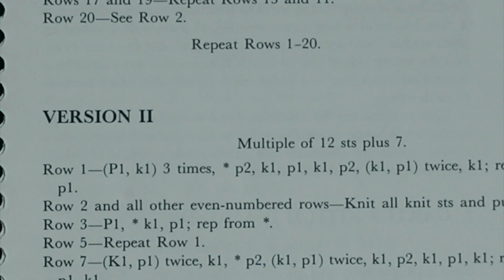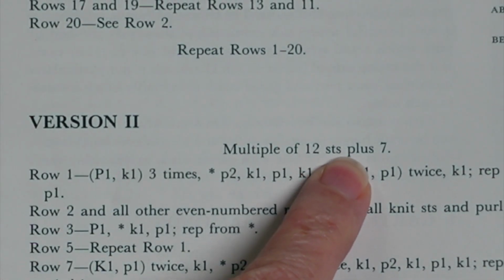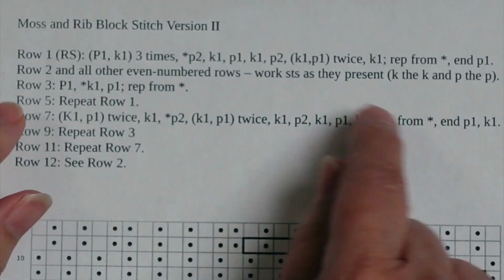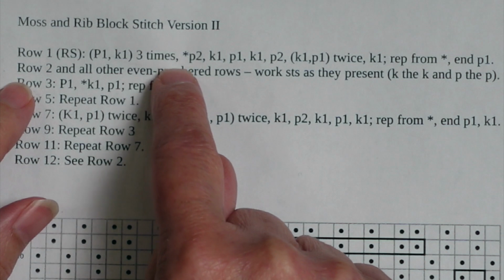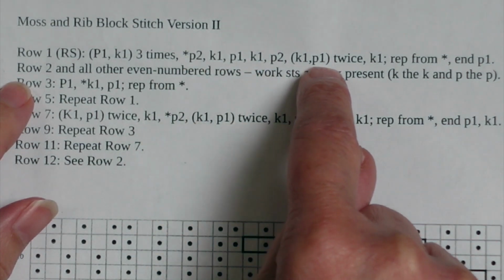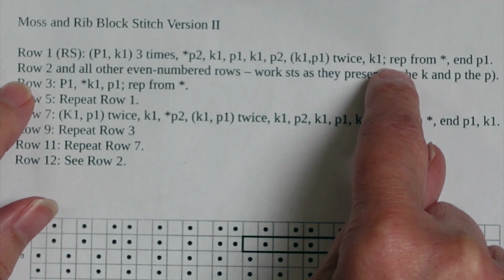What you'll see here is that version 2 calls for a multiple of 12 stitches plus 7. So it's fairly easy to chart out because the odd rows will explain how you are to work the stitches, and we're going to interpret this as being the right side of the fabric.